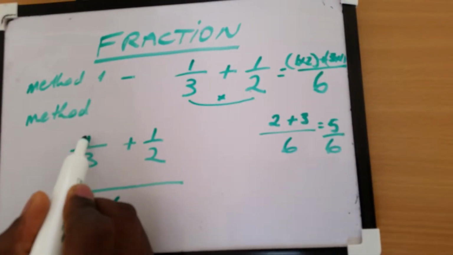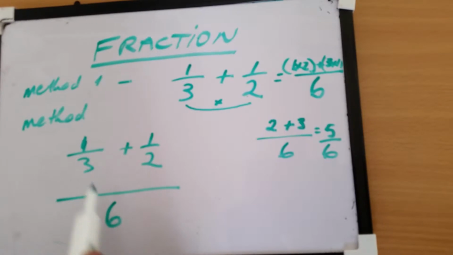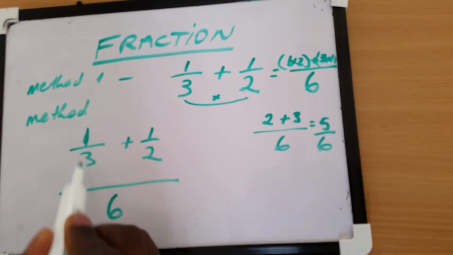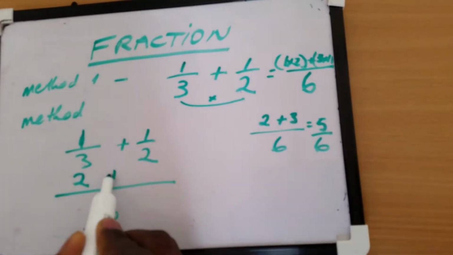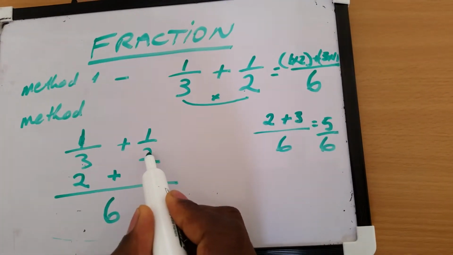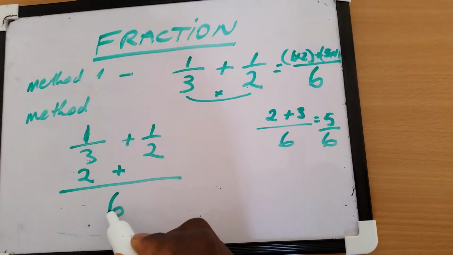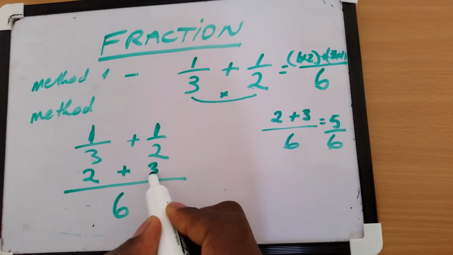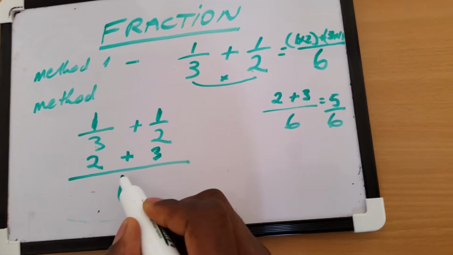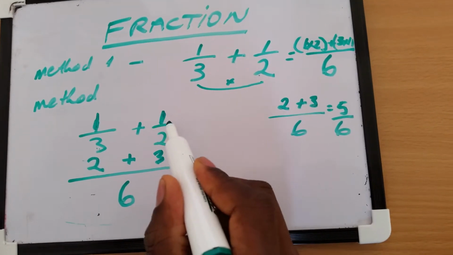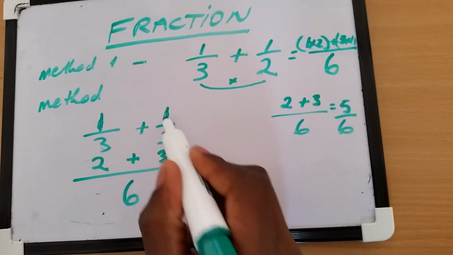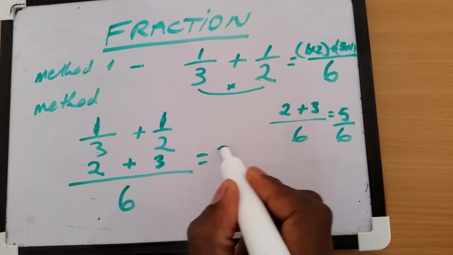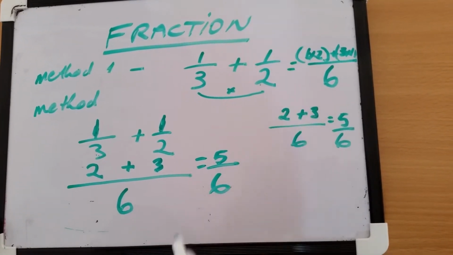Then we say 3 into 6, or 6 divided by 3, is 2. Then we multiply it times this 1, which gives us 2. Plus, we do the same. 2 into 6 is 3. 3 times 1 is 3. So always remember to multiply the quotient times this number up here, which is the numerator. Now this gives us 2 plus 3, which is 5 over 6.